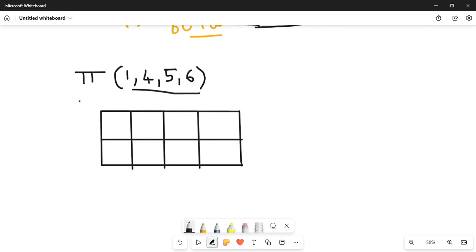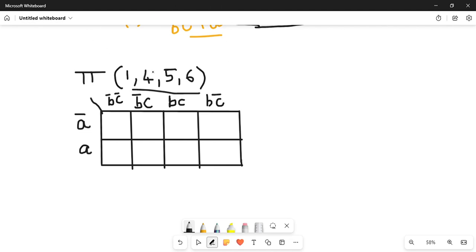So here it is nothing but a bar and a. So it is 0 and 1. And here it is nothing but b bar c bar plus b bar c plus b c plus b c bar, right?